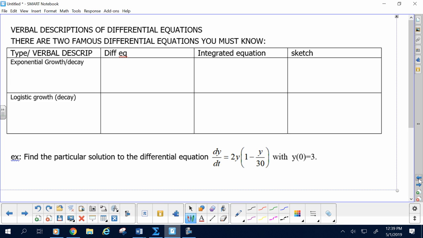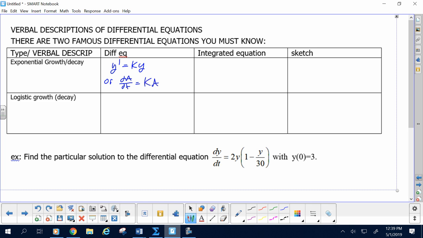Okay, in BC there are two famous differential equations you must have absolute familiarity with. Thankfully, they don't have Newton's law of cooling on there, which they should, quite frankly, but maybe we'll talk about that later. All right, exponential growth or decay. The differential equation is y prime equals ky, or dA/dt equals kA. Either one of those, population, you could use P, whatever.